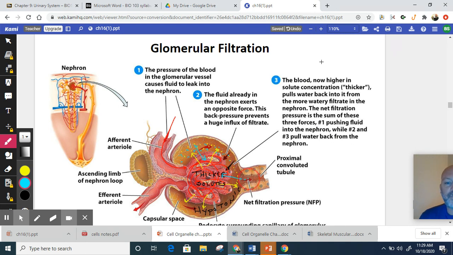So what is the real net result? What is the amount of solution that is going to be leaving the blood and actually making it into the proximal convoluted tubules? Well, it's the amount of solution that could come out, right? Minus the back pressures from the fluid that's already in here and the osmotic pressure. So the net filtration pressure is the sum of these three forces pushing fluid into the nephron, while the second force, the fluid that's already in there, and the osmotic pressure are going to be pulling water back from the nephron into the blood.